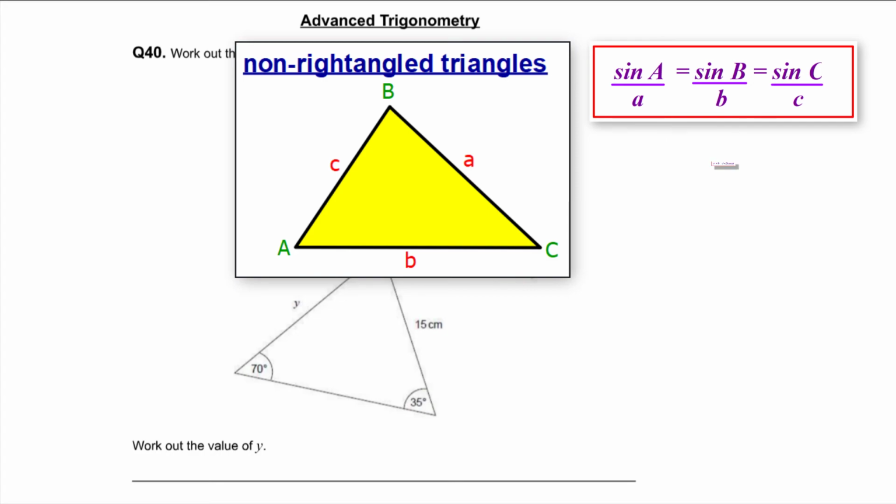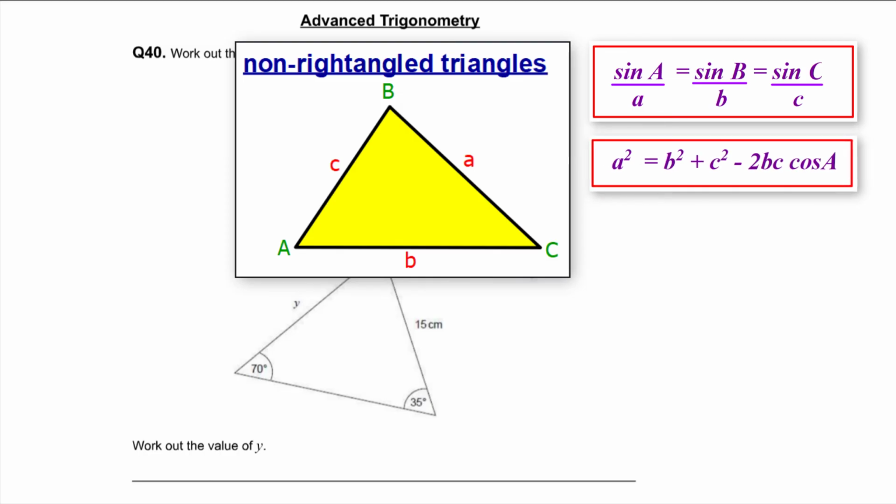You have got the cosine rule. C squared equals A squared plus B squared minus 2AB cos C. Or you might need to reformulate it depending on which sort of triangle you've got.